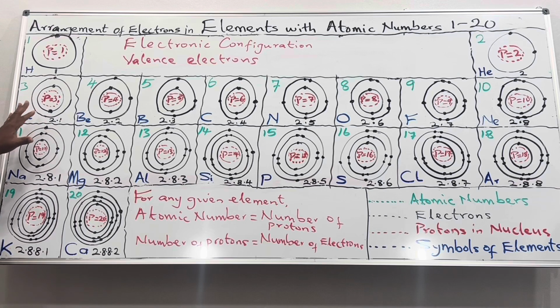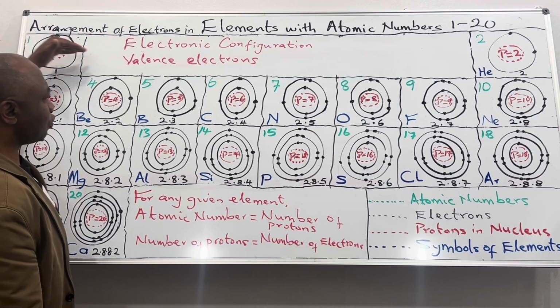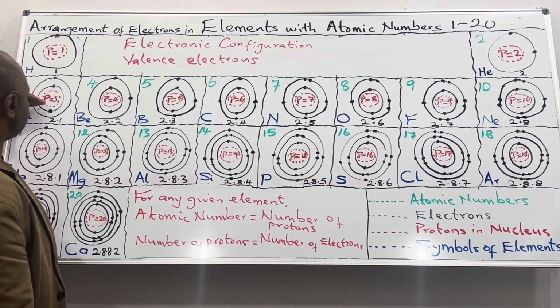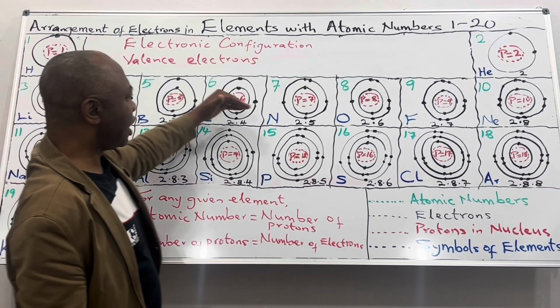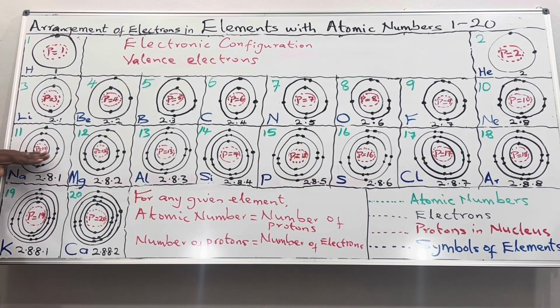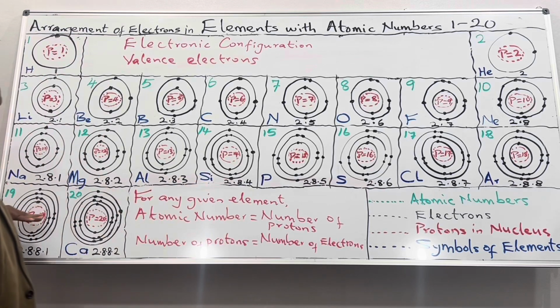Looking at the diagram, you notice a number of patterns. First, each element in the first row has one shell. Each element in the second row has 2 shells. Each element in the third row has 3 shells. And each element in the fourth row has 4 shells.